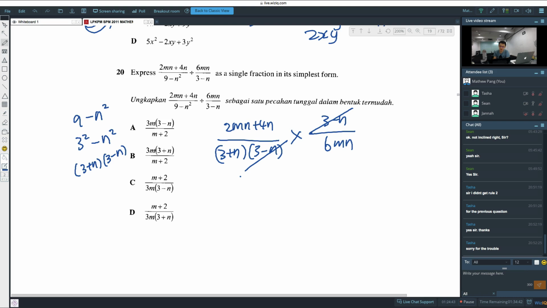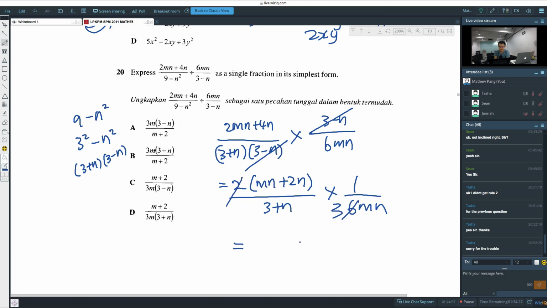Okay. Nothing much we can do, but I know here both have the 2, right? I can factorize out the 2, become n over n plus 2n over 3 plus n. And then multiply 1 over 6mn. Then 6 and 2 I can simplify, become 3.